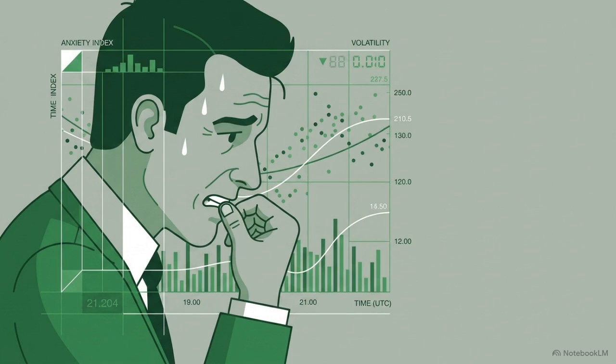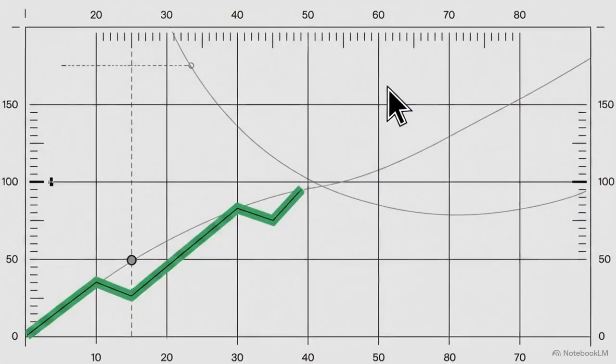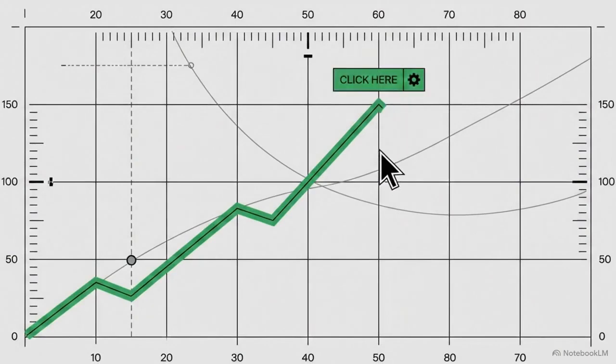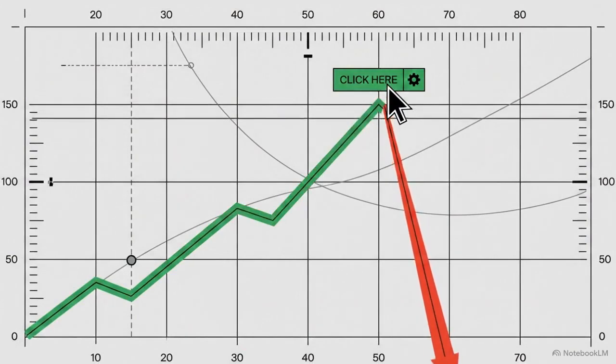You watch an asset skyrocket for weeks. You stay on the sidelines, trying to be cautious. But the momentum looks totally unstoppable, so you finally give in and buy at the peak, only to watch the price immediately reverse, plummeting the exact moment your order fills.